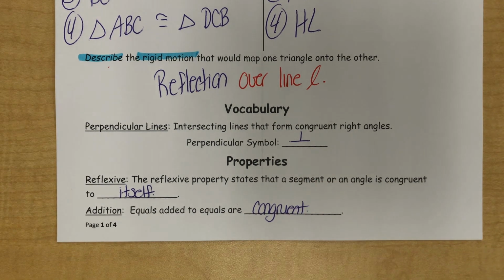You couldn't have made it this far in the unit without knowing that. Reflexive means everything, I'm sorry, not everything. An angle or a side is congruent to itself. And the addition might be a little bit new.